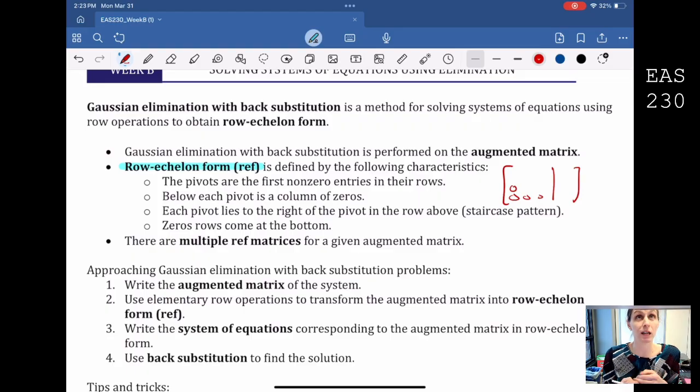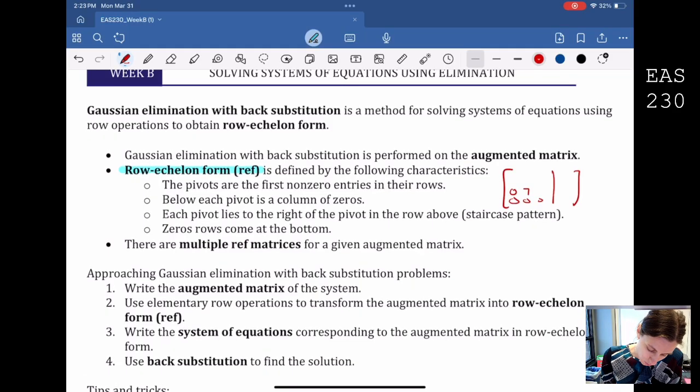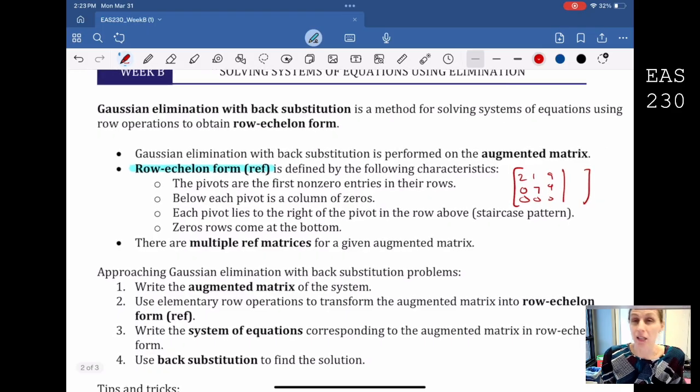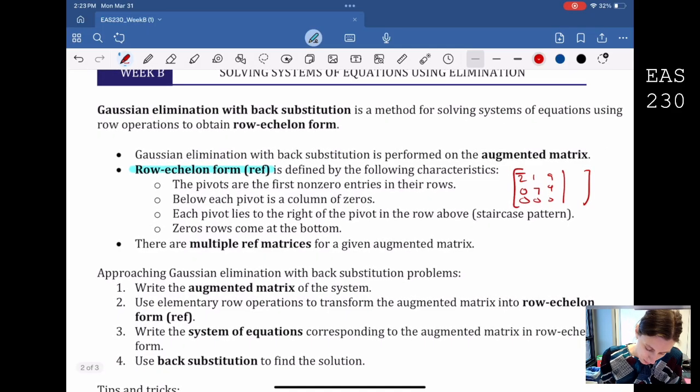The element that is not 0, the first element in a row that's not 0, so 7, 2, 1, 9, 4, etc. The first element that's not 0 is called a pivot. So this is a pivot, and this is a pivot, and this row doesn't have any pivots because it's all zeros. So in row echelon form, the pivots are the first non-zero entries in the rows, and below each pivot is a column of zeros. So below this 2 is all zeros, below this 7 is all zeros.